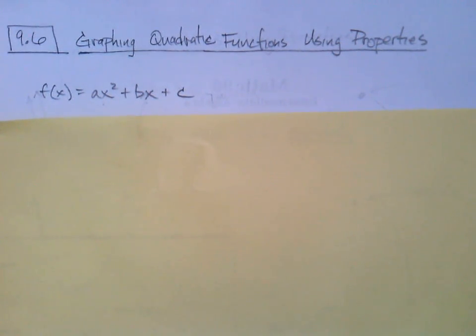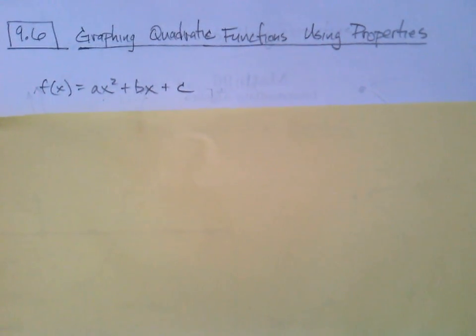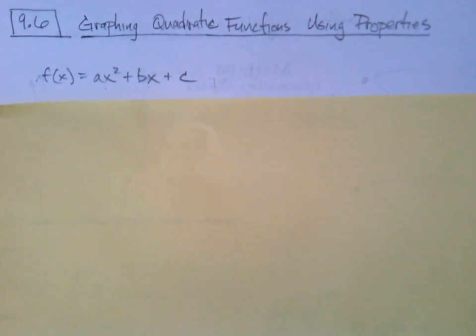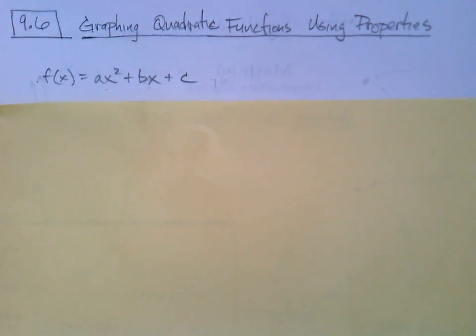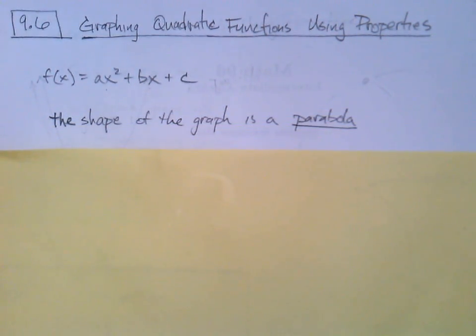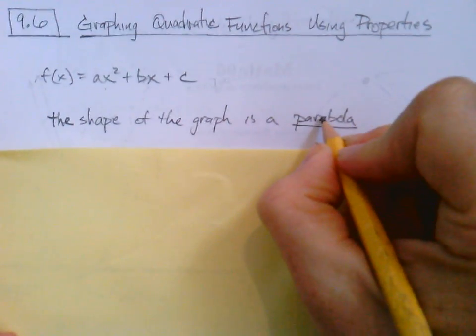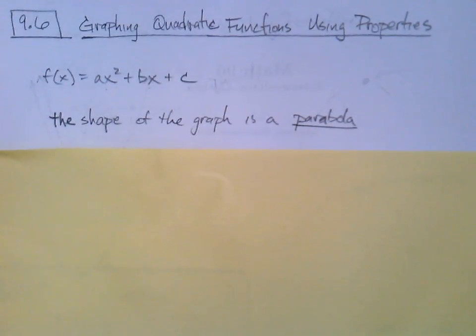So one, we want to look at the shape of the graph of a quadratic function. Some of you might know what the shape of the graph of a quadratic is called. Of course, I'll tell you right here. It's called a parabola, P-A-R-A-B-O-L-A. And it will take one of two forms.